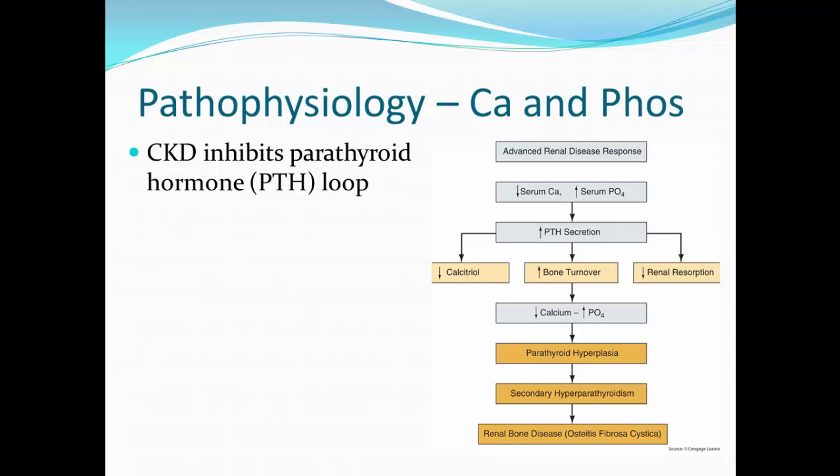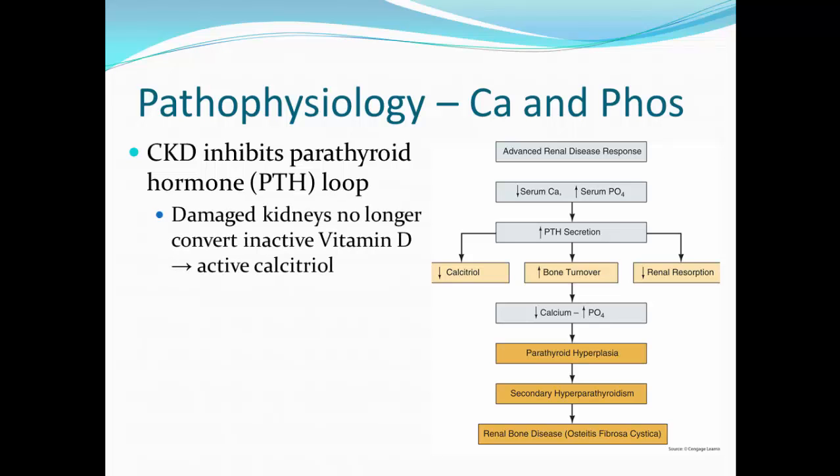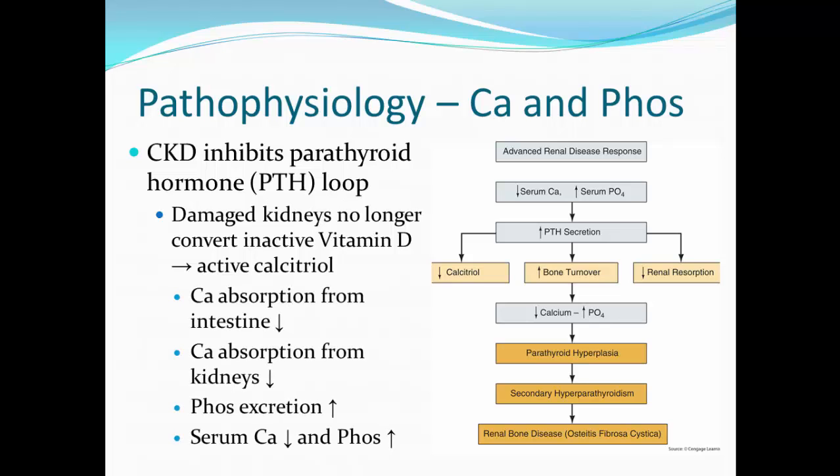Chronic kidney disease inhibits the parathyroid hormone, which I'll refer to as PTH, loop. Damaged kidneys can no longer convert the inactive vitamin D to the active calcitriol. This leads to decreased calcium absorption from the intestine, decreased calcium absorption from the kidneys, which results in an overall decreased serum calcium, as well as it increases phosphorus excretion. So this leads to an overall increase in serum phosphorus.